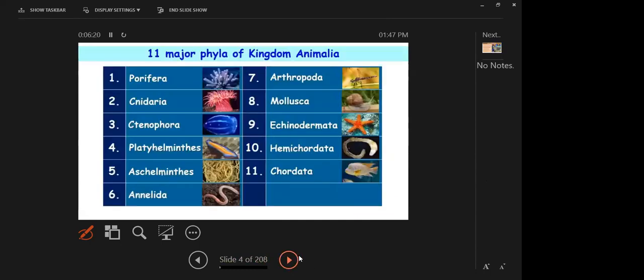What do you mean by levels of organization, guys? What is the first criterion for the classification of the animal kingdom? It is the level of organization. Which are the different levels of organization? All of you can write that. The different levels of organization are cellular, tissue, organ, and organ system.